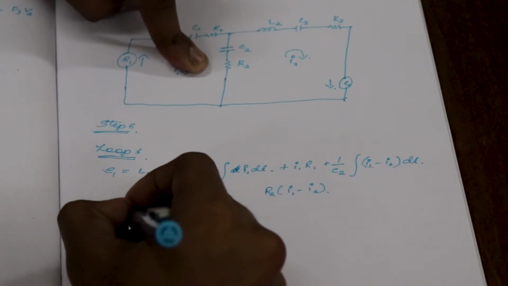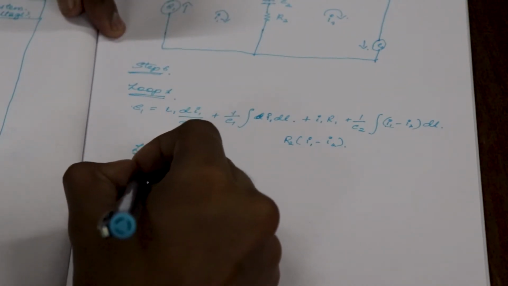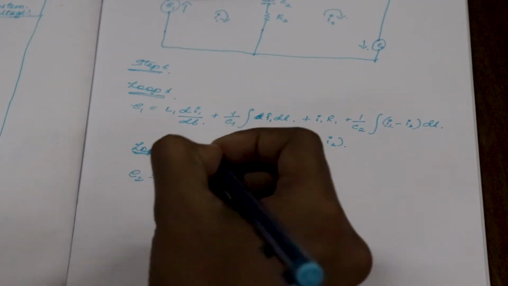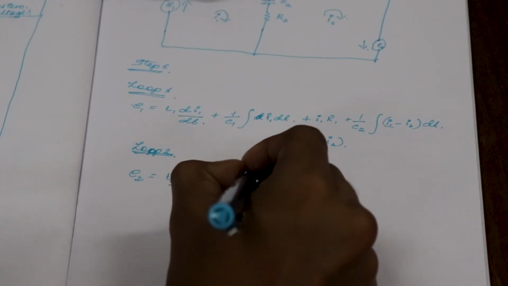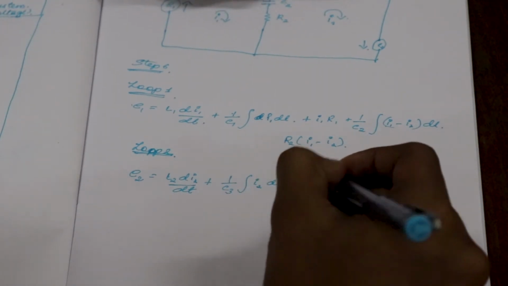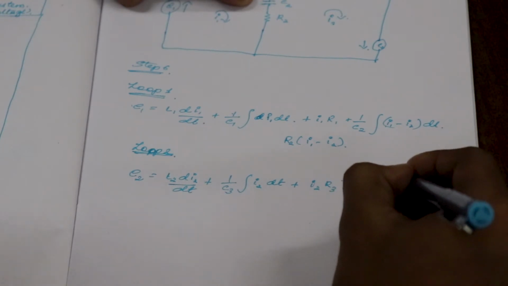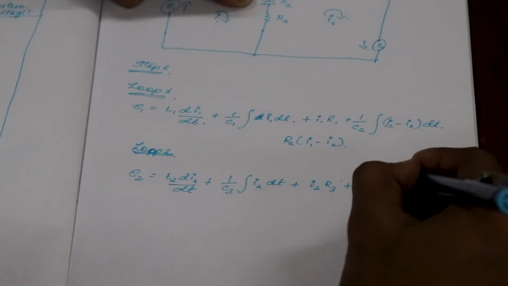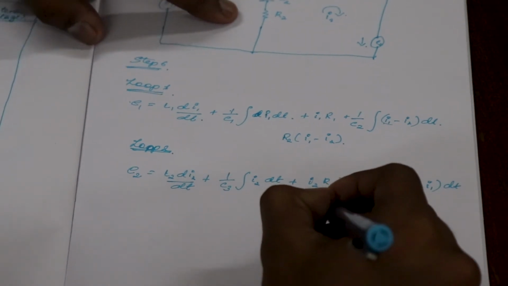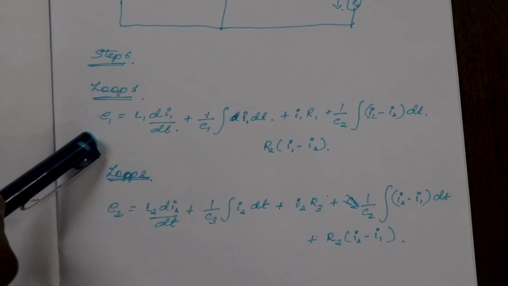Similarly, for loop 2, E2 is equal to L2 into di2 divided by dt plus 1 by C3 integral of I2 dt plus I2 into R3 plus the C2 term. For C2 it is 1 by C2 into integral of I2 minus I1 dt, and don't repeat this mistake, it is I2 minus I1 here, plus R2 into I2 minus I1. With this, our sum is over.